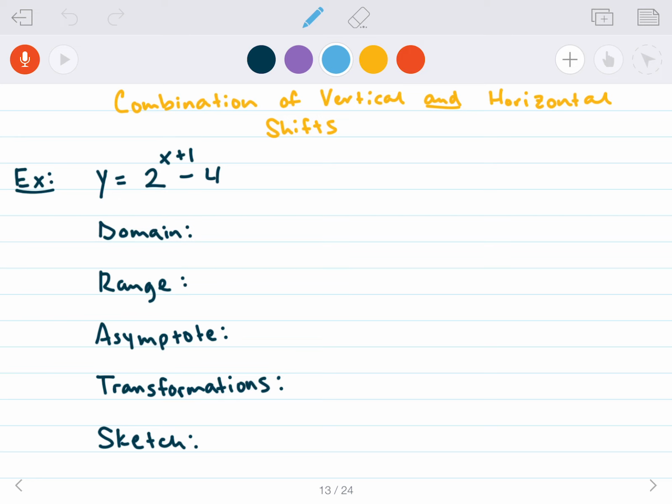All right, so let's do some examples here with combinations of vertical and horizontal shifts. First of all, I want to point out what the transformations are. So what's our parent function here? What's our boring function? Well, no shifts in the argument and no vertical shift. So it's just going to be y equals 2 to the x is our parent function.